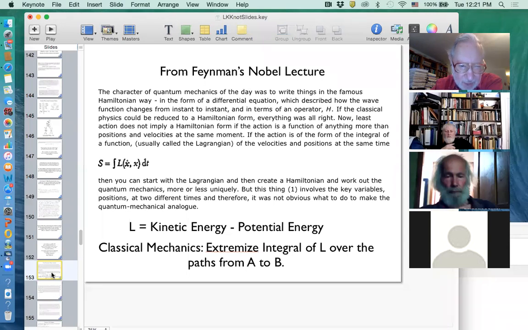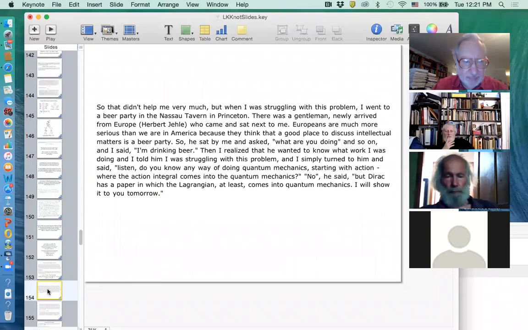And Feynman is looking for a formulation of quantum mechanics that would use the Lagrangian. Then you can start with the Lagrangian and create a Hamiltonian and work out the quantum mechanics more or less uniquely. But this thing involves the key variables, positions at two different times, and therefore it wasn't obvious what to do to make the quantum mechanical analog. So that didn't help me very much.